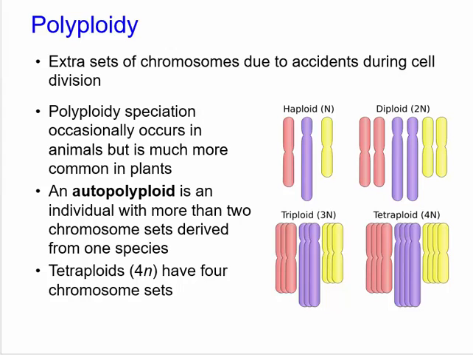Now, an autopolyploid, and when you see auto, think self. This would be an individual in a species that has more than two sets of chromosomes derived from that same species. So auto, self, sort of think within a species. One particular kind that's really important here are the tetraploids. So think of this as a doubling of the diploid state. Everything has been doubled and you have tetraploid organisms.